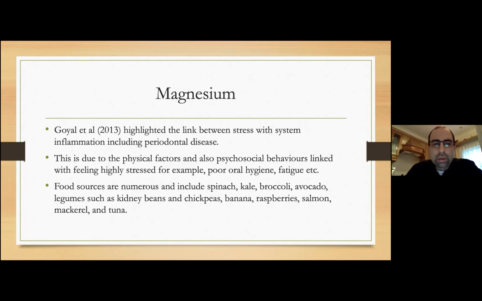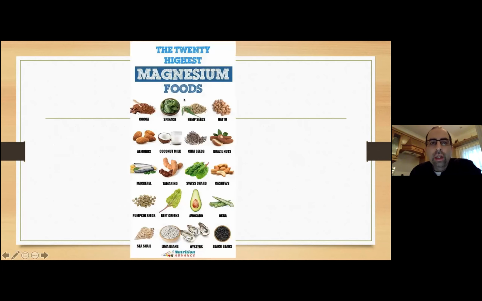The food sources for magnesium are numerous and include spinach, broccoli, kale, avocado, legumes such as kidney beans, chickpeas, bananas, raspberries, salmon, mackerel, and tuna. So all of these food sources will provide magnesium for us. As you can see in this picture, these are foods with high levels of magnesium. Spinach is very good, chia seeds or mackerel, these are very good sources of magnesium.